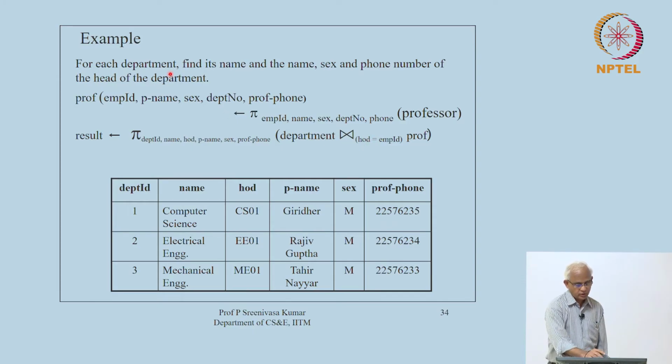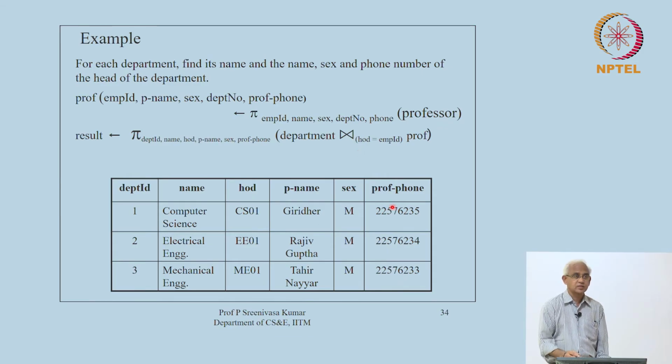Once you do that, we get the relevant combinations, and from the relevant combinations we have been asked to find the name of the department, and the name and other details of the head of the department. So even though we have just been asked name, we will project department ID also, so that we know that the key of the department is there in the result. So department ID, name, HOD, P name for the name of the professor, and other details. So that is the result.